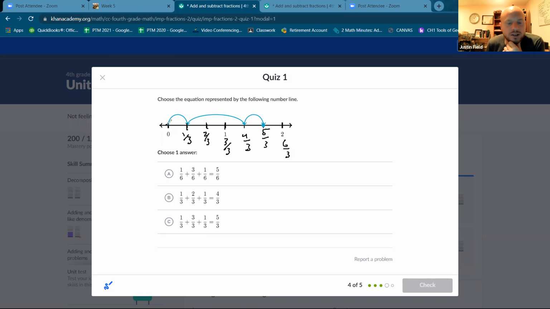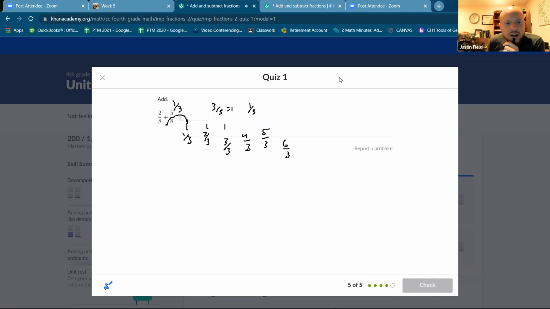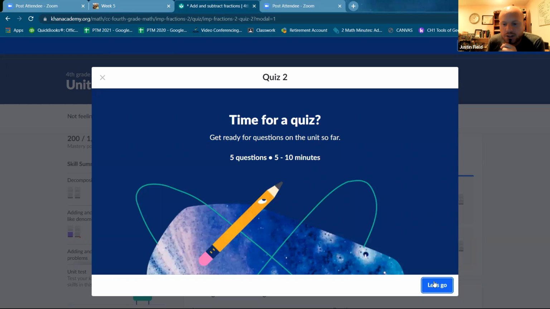Okay, so let's see. What is this counting here? 1/3. And this is 1, 2, 3, 3/3, or 1. And then this is 1/3 again. So it looks like 1/3 plus 1 plus 1/3. Something like that. Not 1/6. 1/3 plus 2/3 plus 1/3. That's the one. Okay, you can do that one. I'm not doing it.